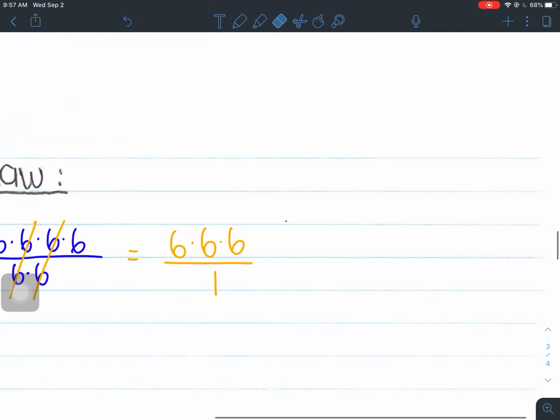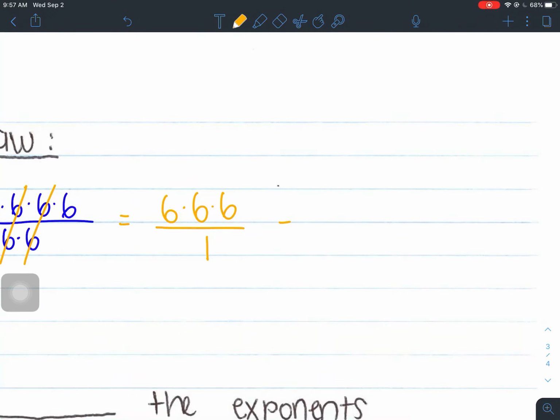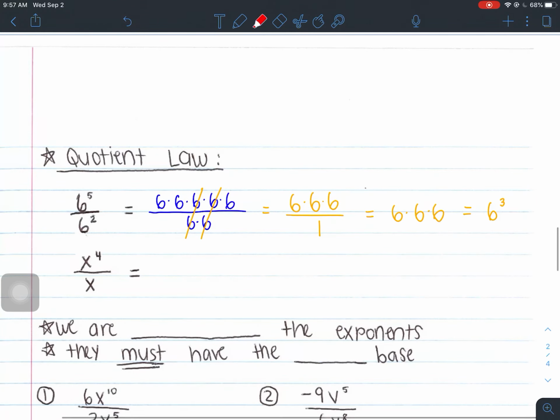So there's really a 1 in the denominator, not 0. So you have to be really careful about that. But really, this is just going to be 6 times 6 times 6, okay? Well, what's 6 times 6 times 6? How can I shorten that and condense it and make it smaller? Well, 6 times 6 times 6 would be 6 cubed.